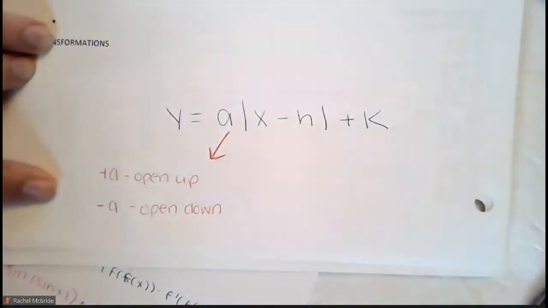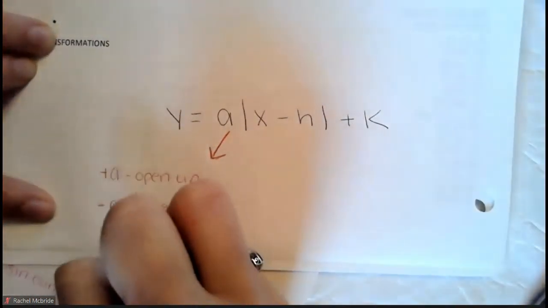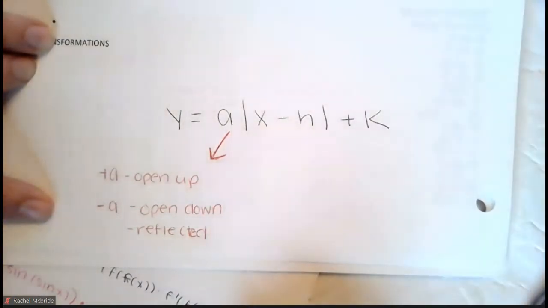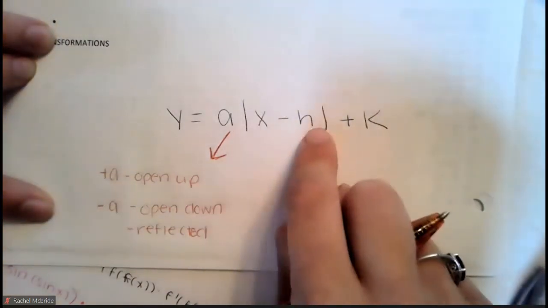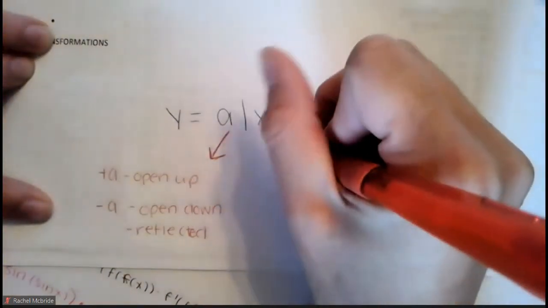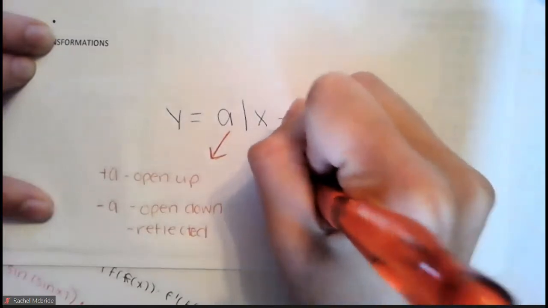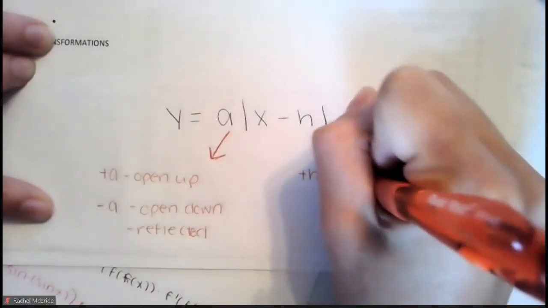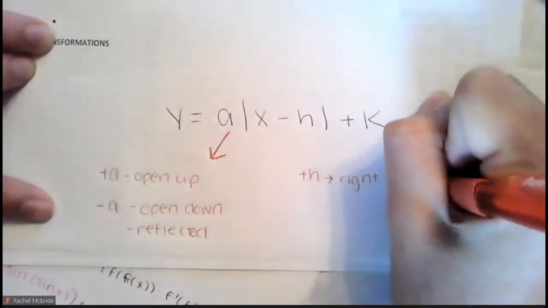When a graph opens down, we call that reflected. So if the a value is negative, the transformation description is reflected. If the h value stays like this, as a negative, then it's actually the opposite of what you think. So a positive h value, which is this form right here, x minus h, tells me that my graph is going to go to the right h units.